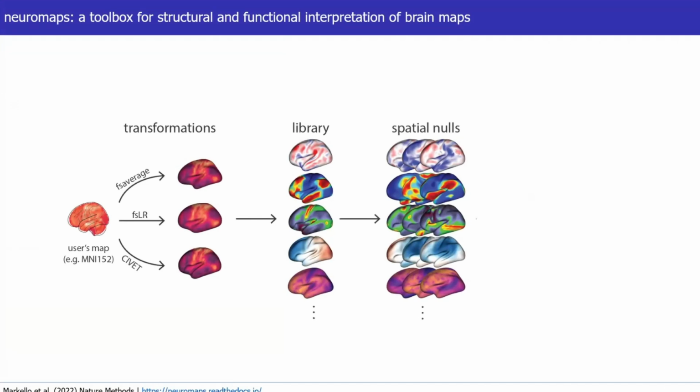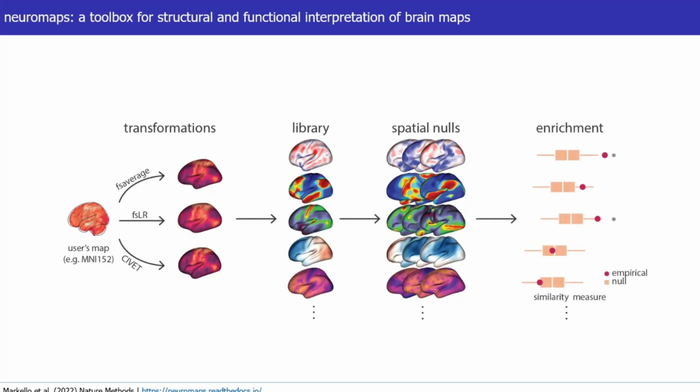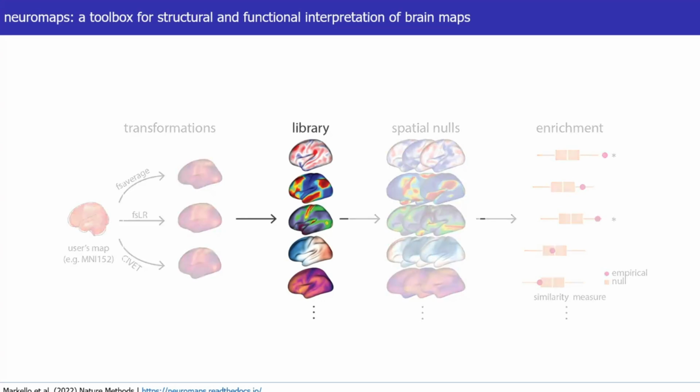And then finally, we provide a suite of statistical models that allow you to make these comparisons in a way that circumvents a lot of the problems that come with smooth brain maps, which I'll talk about as well. And then at the end of the day, if you really want to go through all of this, you'll get kind of an enrichment score, kind of like what you get with any bioinformatics tool. So I'll kind of take you through each of these.